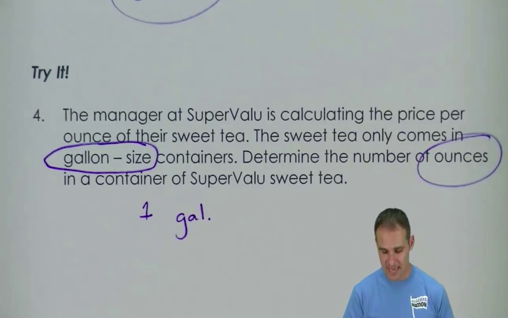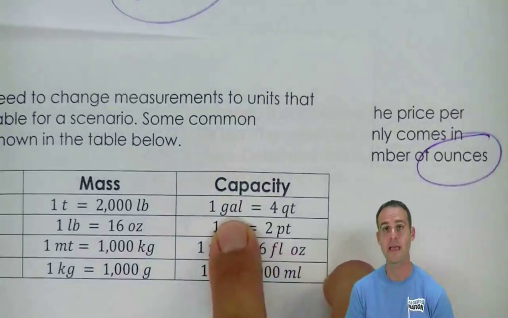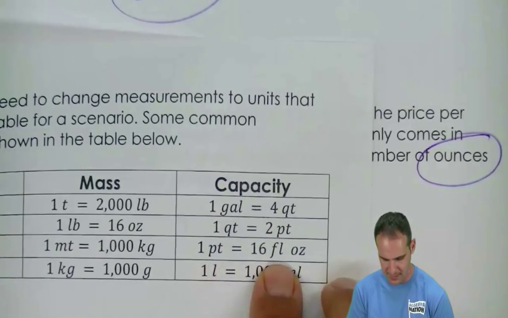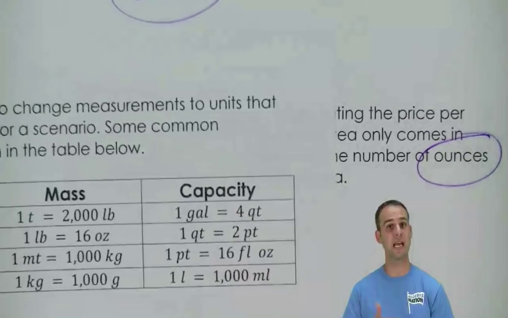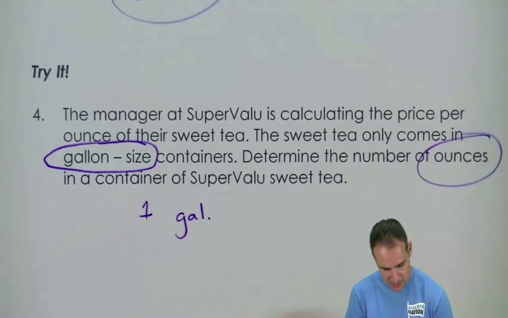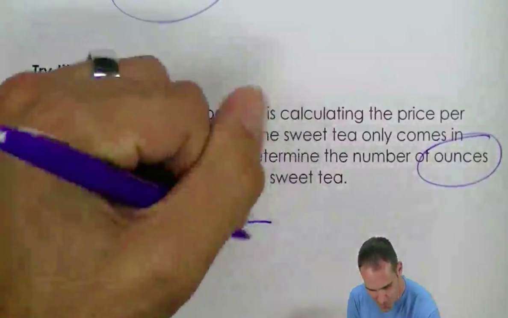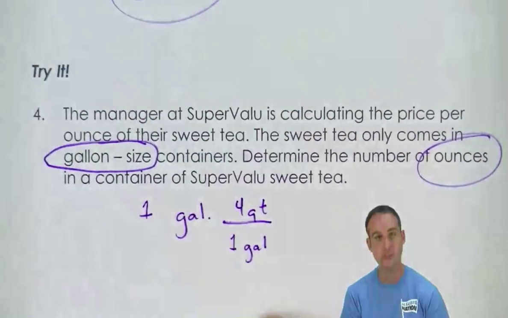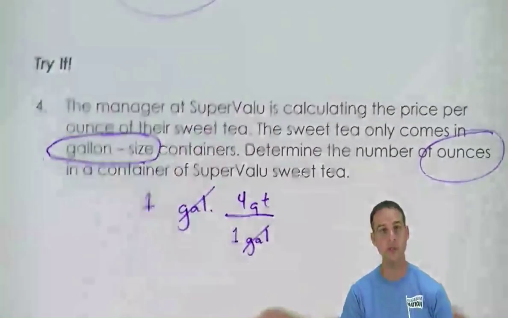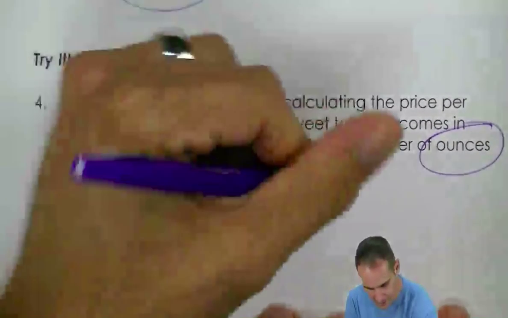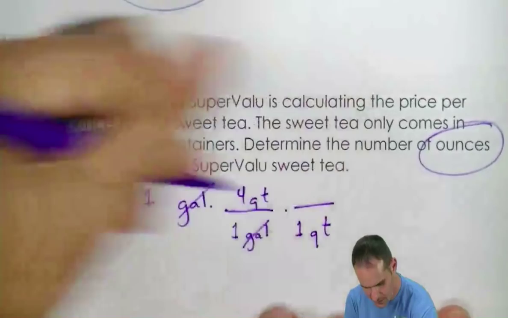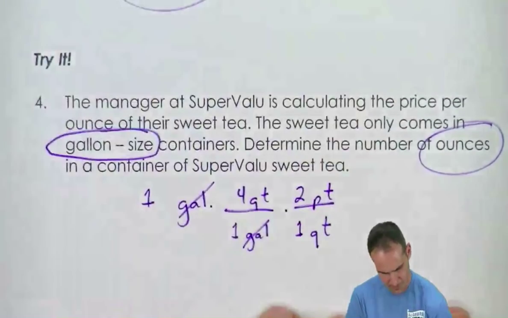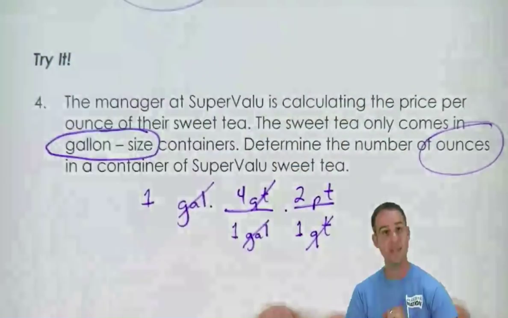Got to go back a few pages. We can see 1 gallon is 4 quarts. 1 quart is 2 pints. 1 pint is 16 fluid ounces, or just 16 ounces. That's the same. So we can see, once again, that for every 1 gallon, there's going to be 4 quarts. So I've now converted it to quarts. Then for every 1 quart, there's going to be 2 pints. We've now converted to pints.